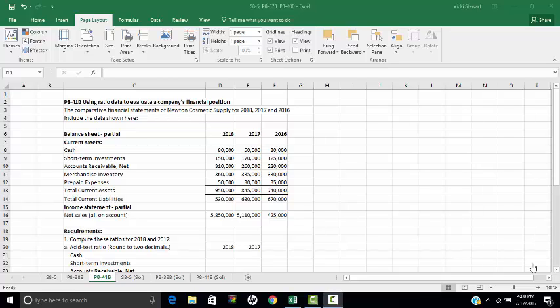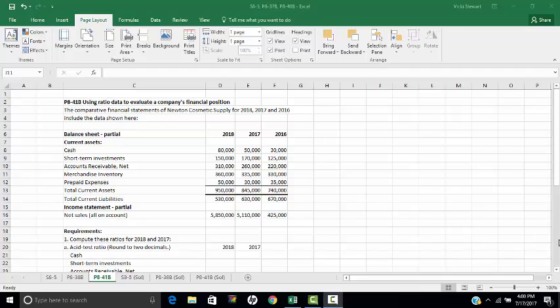This is a demonstration of problem 841B using ratio data to evaluate a company's financial position. The comparative financial statements of Newton Cosmetic Supply for 2018, 2017, and 2016 include the data shown here, and the problem gives us partial balance sheet information and partial income statement information for 2018, 17, and 16.